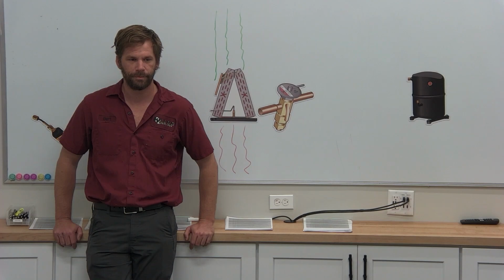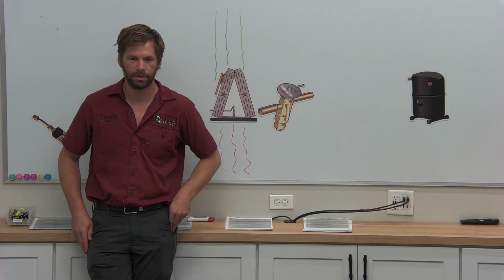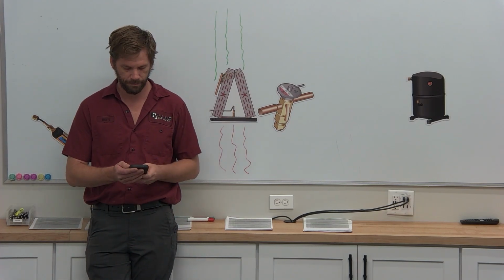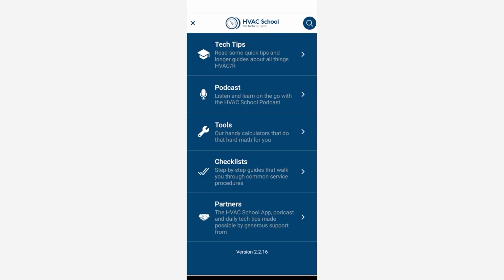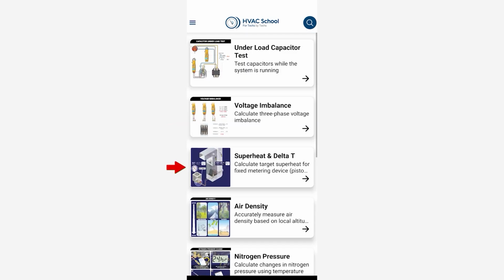HVAC app. Let's just pull it out. I'm either deaf or I got no answers from anyone, so everybody pull out the app. Tools. And I see on the third one down, superheat and delta T. So we add our condenser dry temperature, a return wet bulb, and a return air dry bulb.